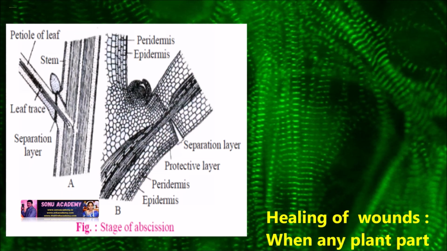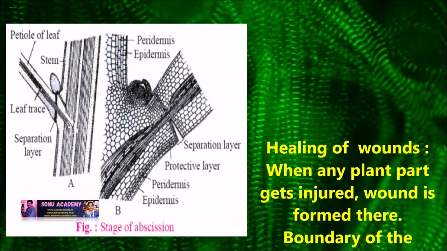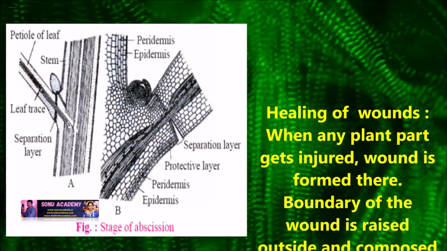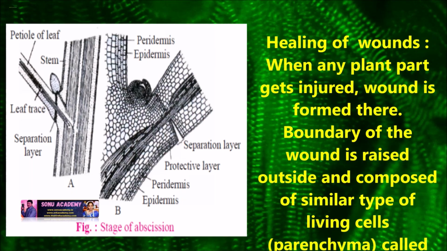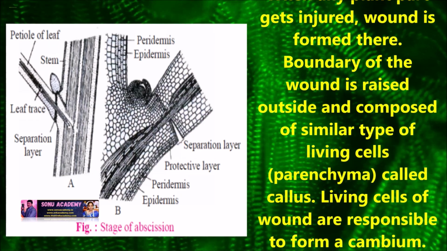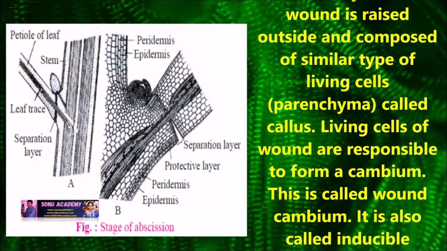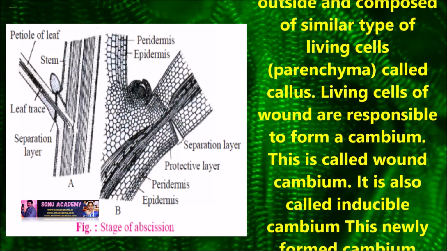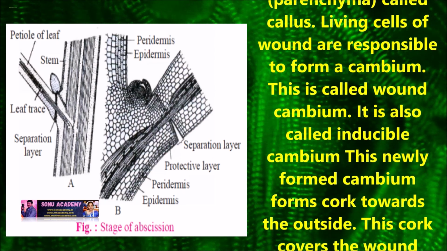Now, let us discuss the functions of secondary meristem. Healing of wounds. When a part gets injured, a wound is formed there. The boundary of this wound is raised outside and composed of similar type of living cells called parenchyma cells or callus. Living cells of the wound are responsible to form a cambium. This is called wound cambium. It is also called inducible cambium.